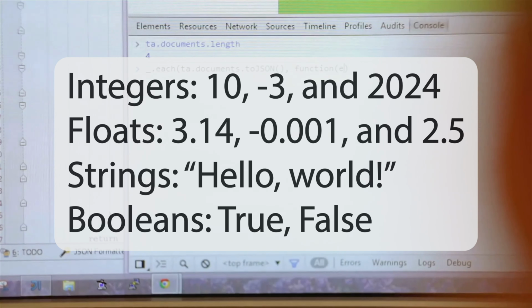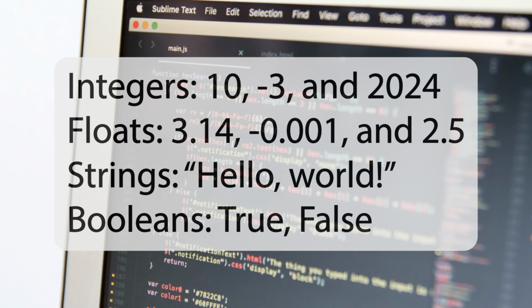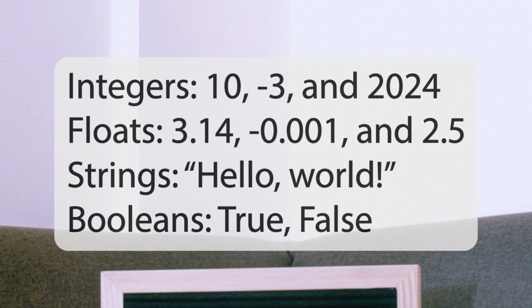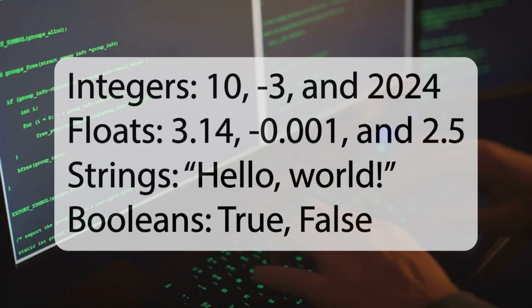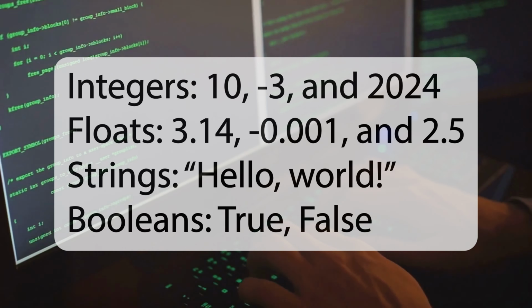Strings. Strings are sequences of characters, like words or sentences. In Python, you represent strings by putting quotes around them. For example, "hello world" is a string. Strings are great for storing text-based information, like a person's name or an email address.